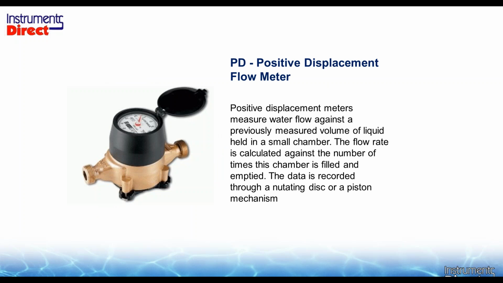Perhaps even more popular is the PD meter. And the PD meter, again, you probably see this on the outside of your house. Again, a sweep pan with a digital display, and the PD meter basically measures flow against a previously measured volume of liquid, and it's held in a small chamber. The flow rate is calculated against the number of times the chamber is filled and emptied, and then the data is recorded through either a nutating disc or a piston mechanism that drives that display there. It's kind of like a clock for a bad description.